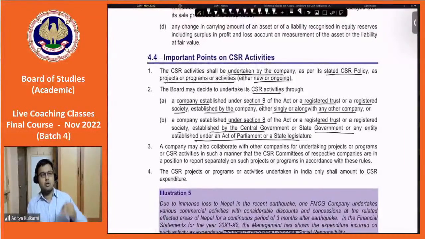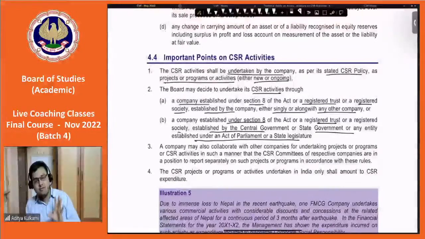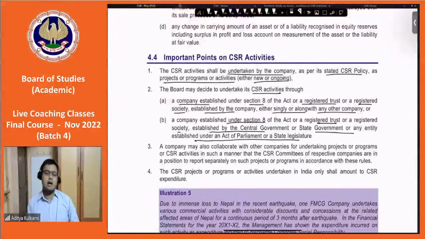So is ICAI Accounting Research Foundation a Section 8 company? Yes. Is it established by an entity established under the Act of Parliament? Yes, it's established by ICAI. So for promoting accounting research, any payments that are made to the ICAI Accounting Research Foundation by this entity will qualify as CSR activities being done.